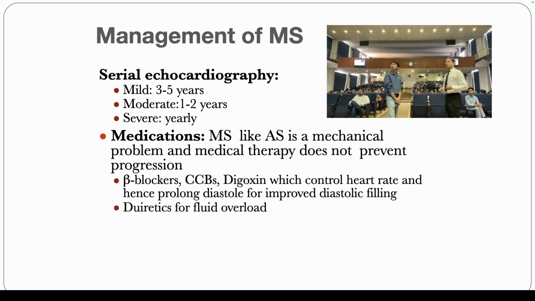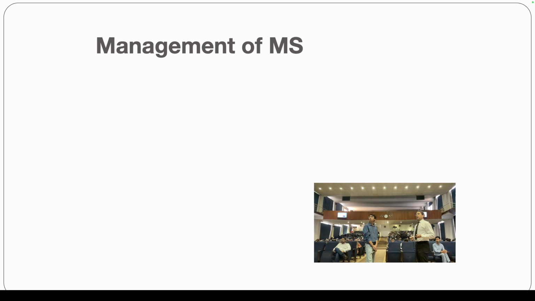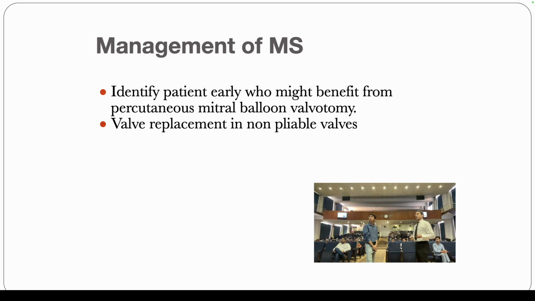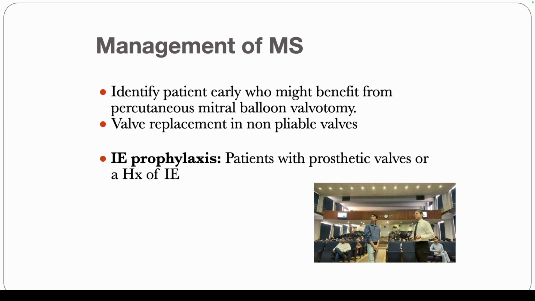Diuretics for fluid overload. And then you can go for surgical treatment. Identify patients who benefit from percutaneous valvotomy. Our first case, which was with pliable valves, is a candidate for valvotomy. The second case is for valve replacement. Infective endocarditis prophylaxis: MS is not a very high risk lesion for prophylaxis of endocarditis, but if there's a prosthetic valve in place, this may require infective endocarditis prophylaxis.